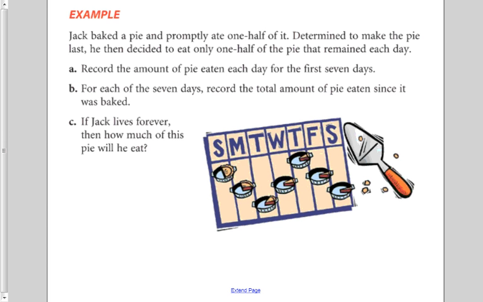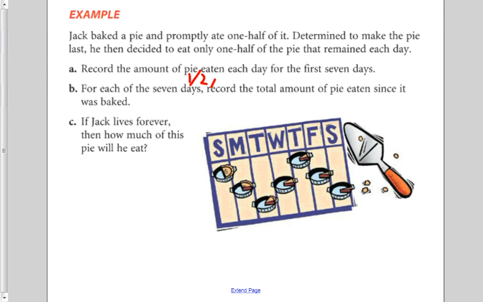Here's an example. Jack baked a pie and promptly ate 1/2 of it. Determined to make the pie last, he then decided to eat only 1/2 of the pie that remained each day. So, first of all, we're looking to record the amount of pie eaten each day for the first 7 days by Jack. On the first day, he ate 1/2 of a pie.